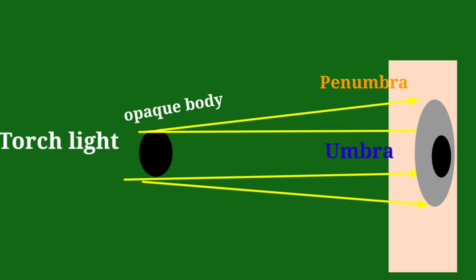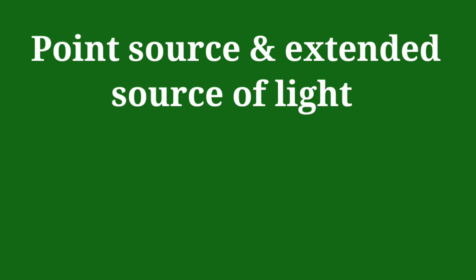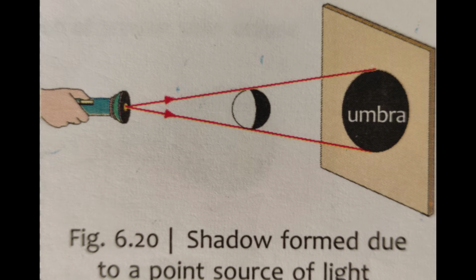The formation of umbra and penumbra depends upon the size of the light source and the distance between the object and the screen. That is very important. So practice this diagram, because this is a very important diagram to understand the thing. So now, first of all, shadow from a point source. This is the diagram. Here you can see that the light comes from a point source.